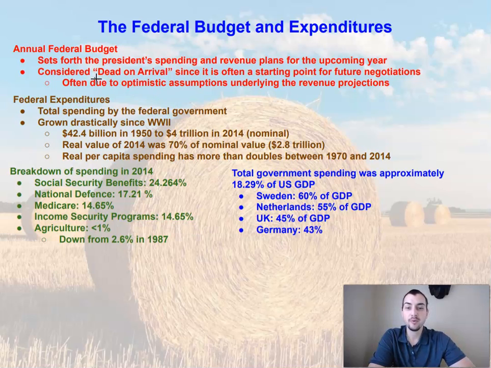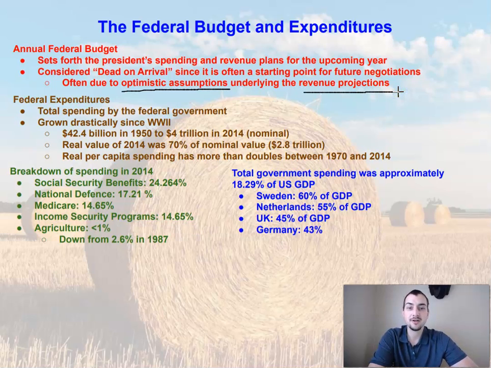This budget is what we consider dead on arrival, since it's actually used as a starting point for future negotiations. It's very rarely, if ever, just accepted as is. It's typically used as a starting point for those negotiations of, all right, where do we go from here? And the reason is that it's often considered optimistic, or has optimistic assumptions of the underlying revenue projections for the federal government.